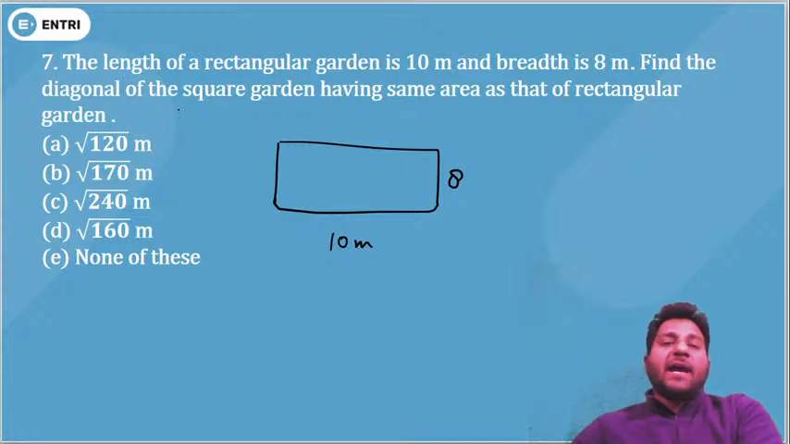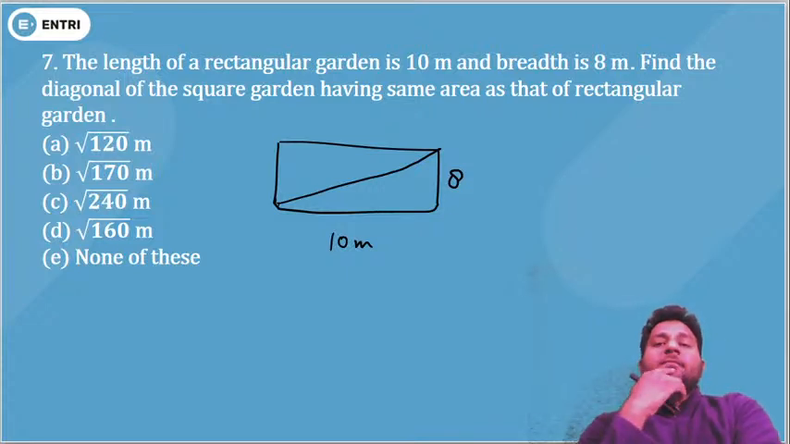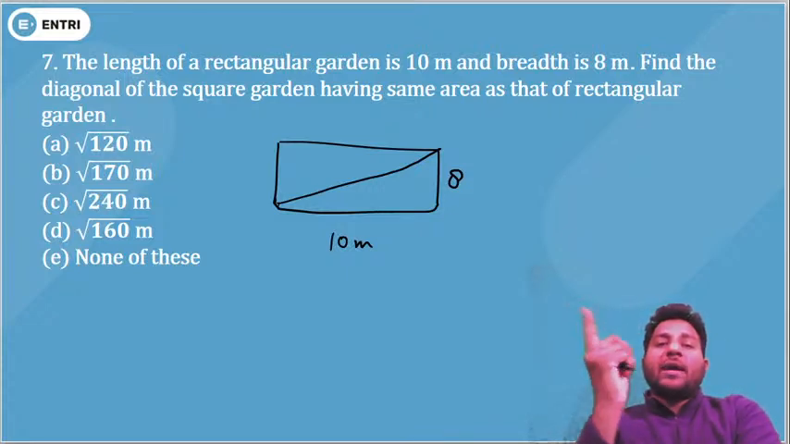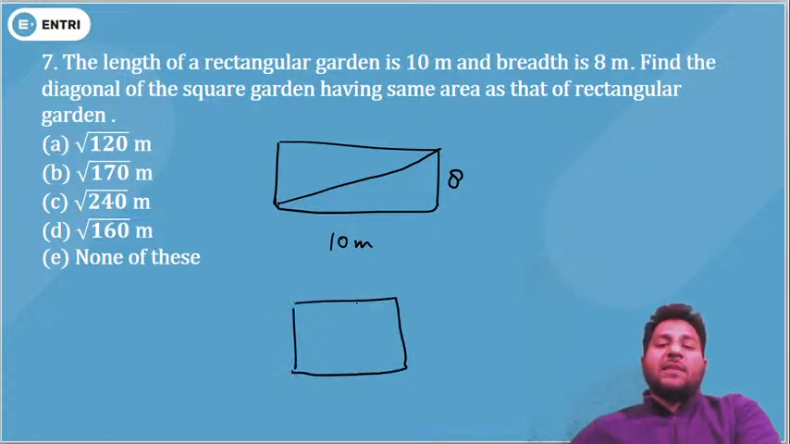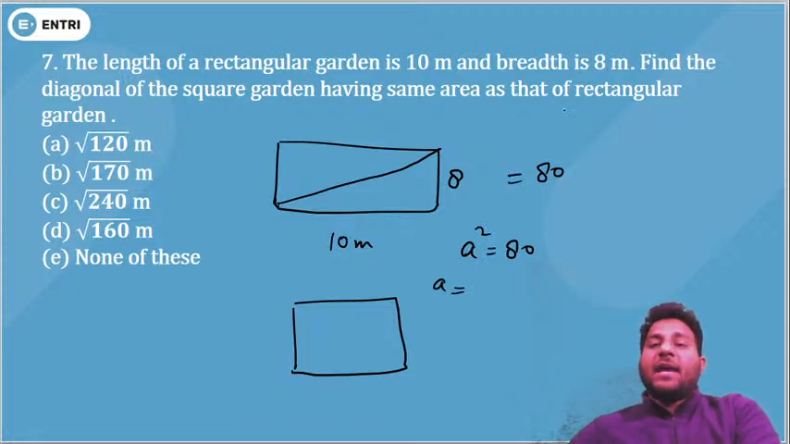So find the diagonal of the square garden. How are you going to find it out? Tell me. Look, who has the same area? The area will be 80. Now, the area of a square equals 80. Find the diagonal of the square garden having the same area as that of the rectangle. The area of the rectangle is 80, which means the area of the square will also be 80.